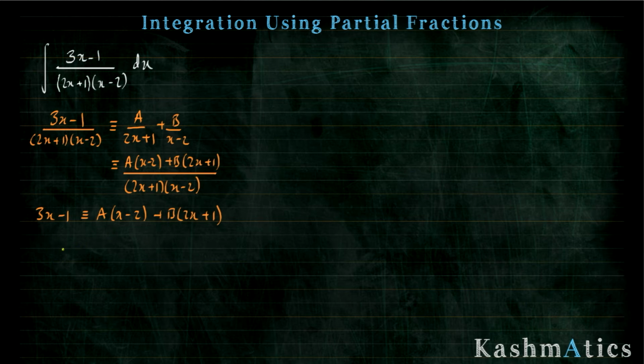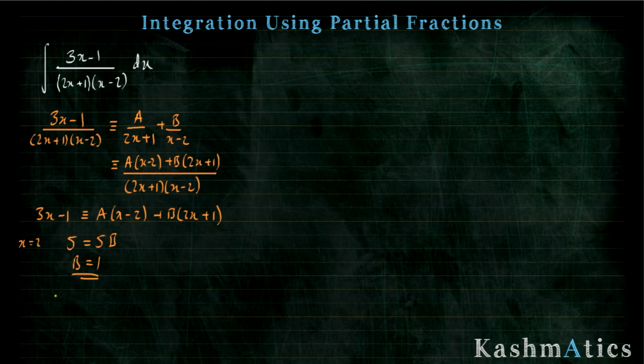Now in this case I'm going to put in the value x equals 2. If I put x equals 2, I get 3 times 2 which is 6, take away 1 which is 5, and that would be equal to, now the reason I put in 2, hopefully you can see this term actually cancels out, which means over here I get 5B. Which means B is equal to 1.